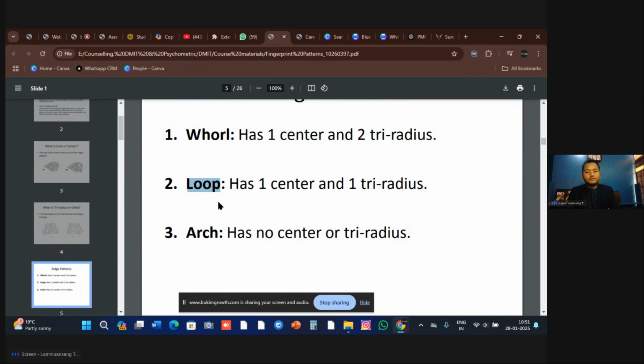Now, when we say loops, it is only one center and one tri-radius. Whenever you see one center and one tri-radius, just remember these are loops, the steady personality type. These are very many. Later on I'll tell you the percentage. An arc has no center or tri-radius. That means this is an arc. Arc fingerprint types represent influential personality. Got it, right? Influential personality.